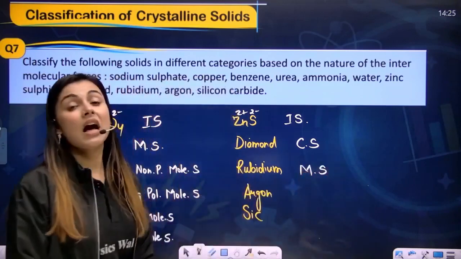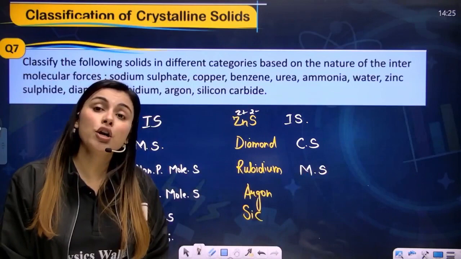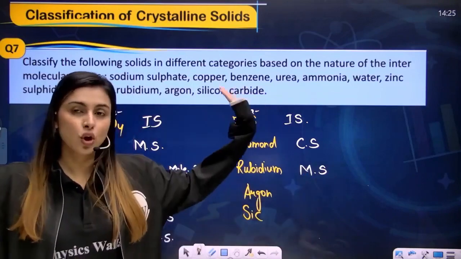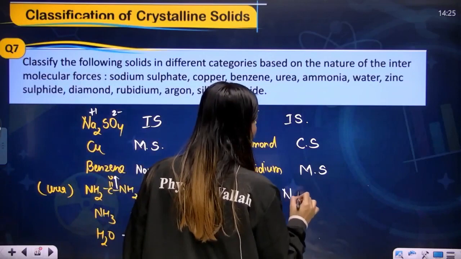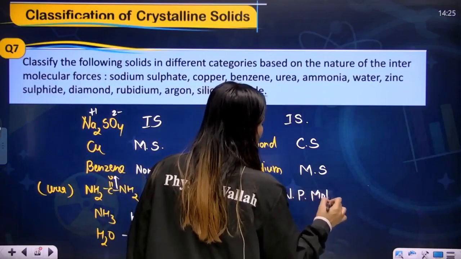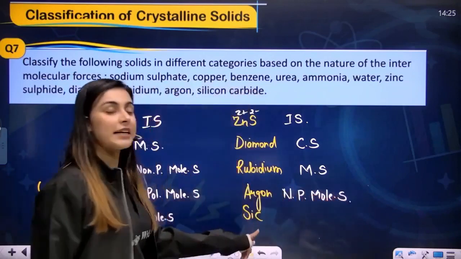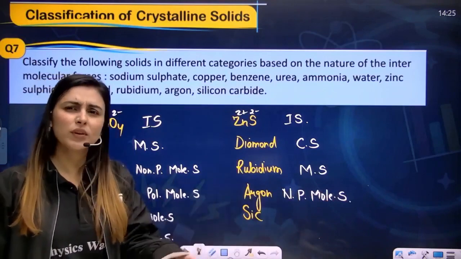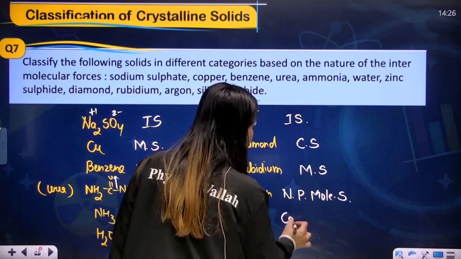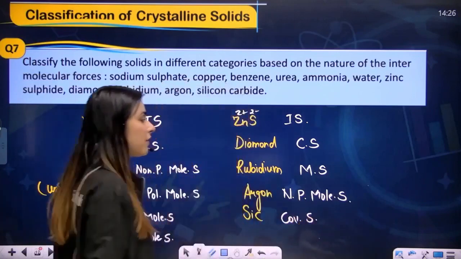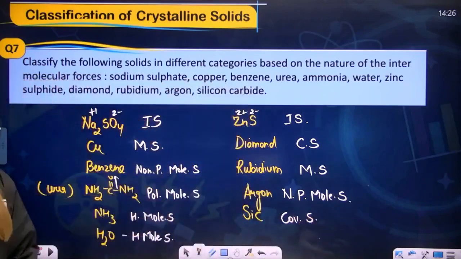Now, what is argon? Argon is a non-polar molecular solid. It is non-polar in nature. It is a molecular solid. What is silicon carbide? We just learned a few examples of covalent solids and it was one of them. So, it is a covalent solid. Yes, so this is how you will classify all the different types of solids. I hope you're clear with this. Please pause the video, write it, and then we'll move forward.